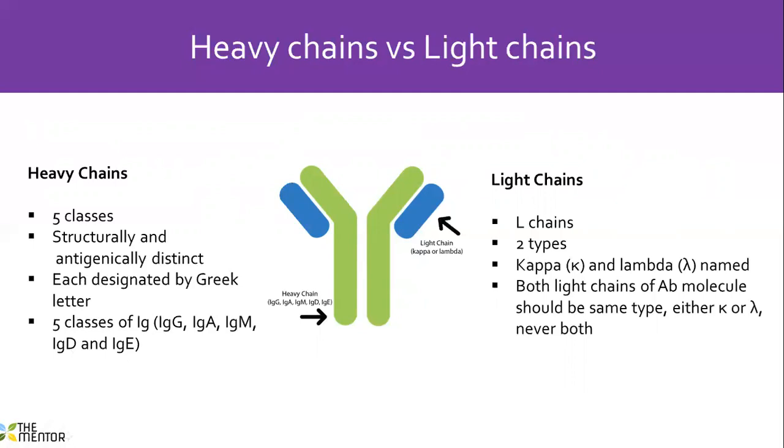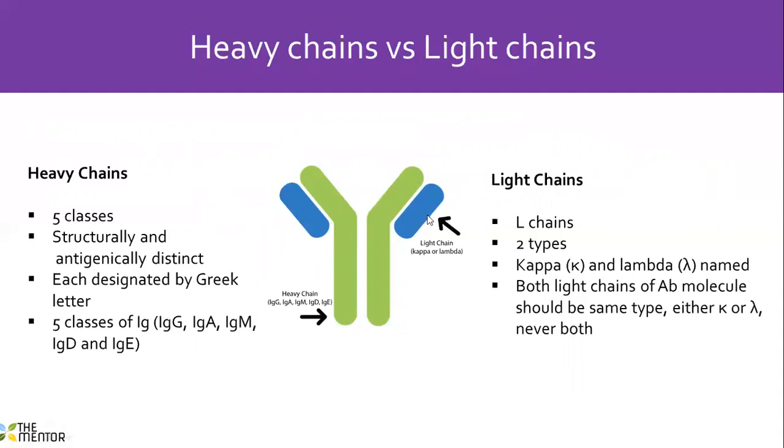By the way, these are structurally and antigenically distinct, meaning they're different in how they look. We'll discuss this even more. You'll notice that the heavy chain is what determines the classification of an immunoglobulin. We call it immunoglobulin G because its heavy chain is made up of gamma heavy chains. So heavy chains are the ones that determine the different classes we look at. The light chains, we mostly have 2 types.